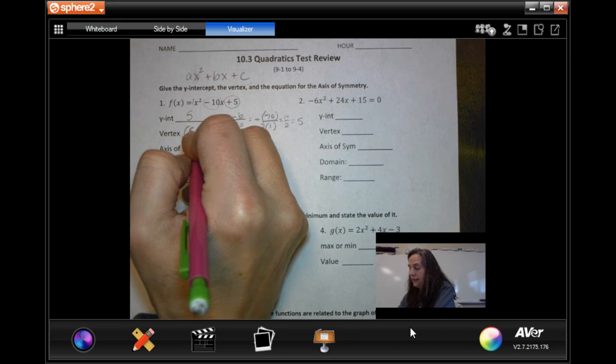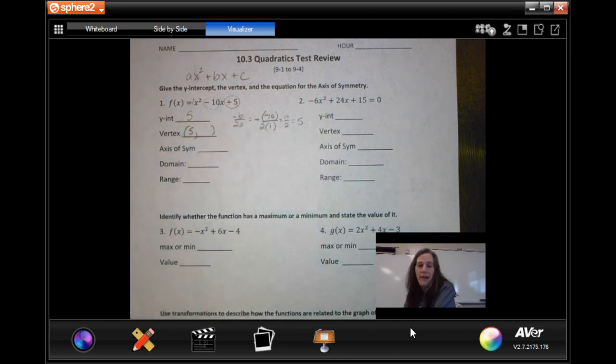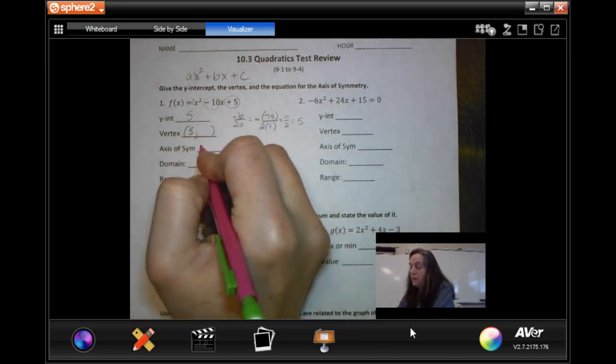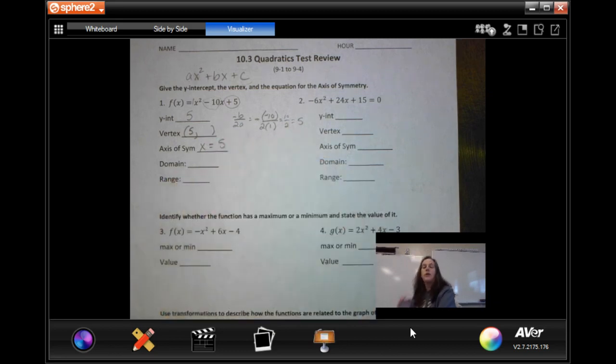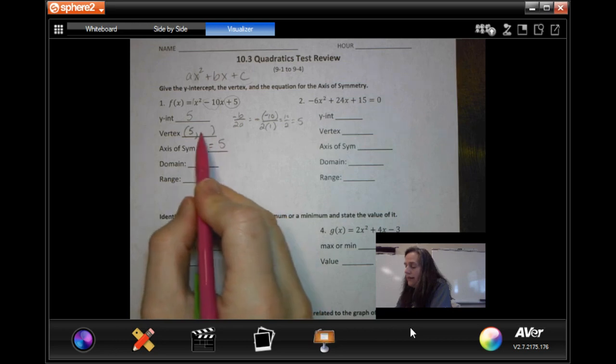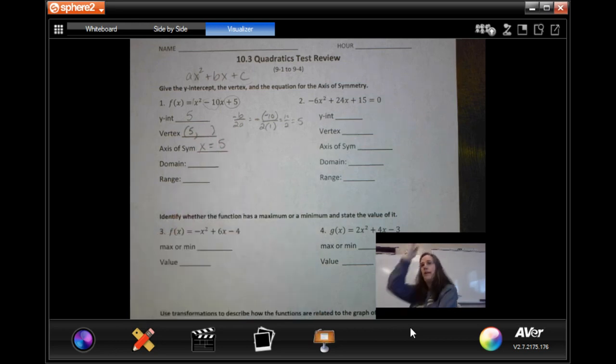So I'm going to put that here. We still have to find the Y value. And for axis of symmetry, we always say X equals, and it's at 5. So if we were graphing this, we would draw that vertical line for our axis of symmetry where X is 5.